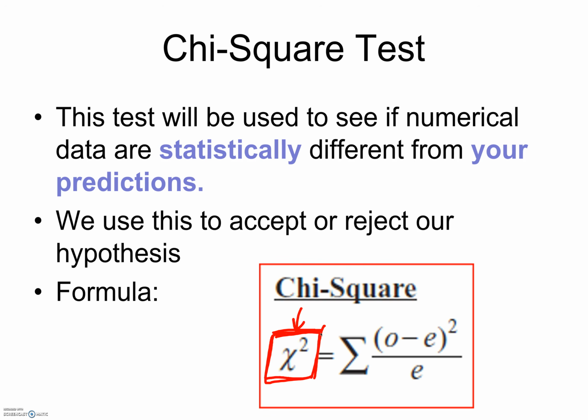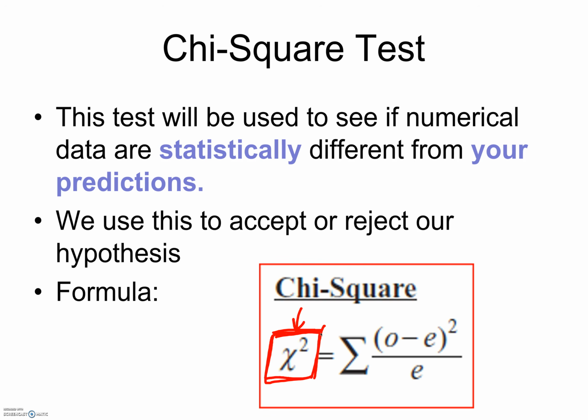What's going to happen is you're going to plug your numbers into this formula, just like the other formulas, and you're going to get a final answer. You're going to compare that final answer to a table that's going to be provided for you, and this is going to allow us to accept or reject a null hypothesis. This will tell us for sure, numerically, whether there is a statistical difference or not between your data sets.